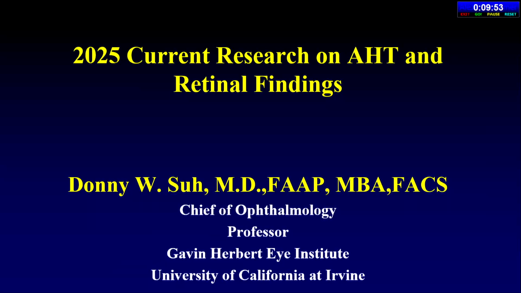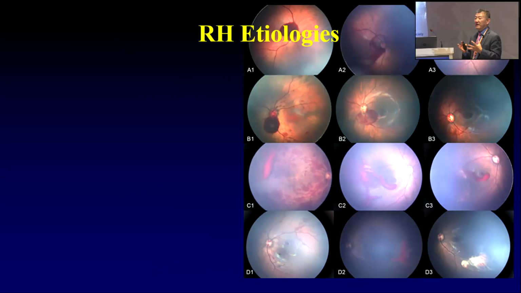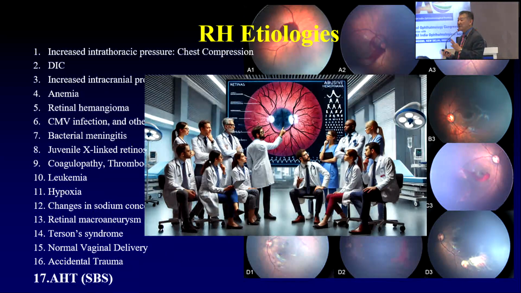Thank you. So I think I actually like to kind of walk around a little bit. So I'm going to be talking about the current research on abusive head trauma and the retinal findings for 2025. And this is an area that I have a lot of passion for. And so let's just briefly talk about the retinal hemorrhages and also the etiologies. As you know, when you see a child coming in with a retinal hemorrhage, the differential diagnosis can be quite extensive. After all those things are ruled out, then you can possibly think about abusive head trauma.